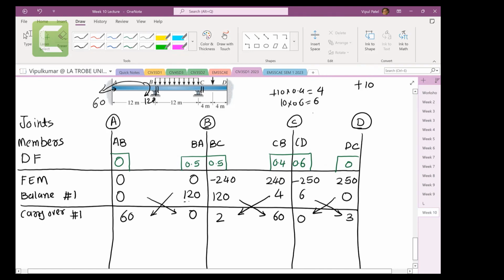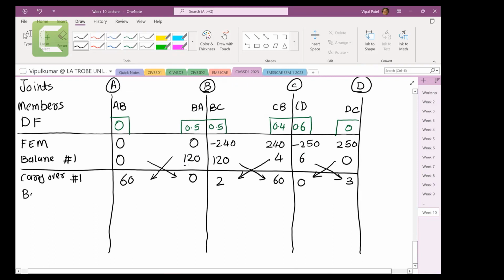Right? So that is all good. We will continue that one. And now we're going to write balance 2. In that balance 2, again, we come back at joint number B. You have 2, 0 plus 2. So 0 plus 2 is positive 2, and we want to make it 0. If I make it minus 2, then it becomes 0.